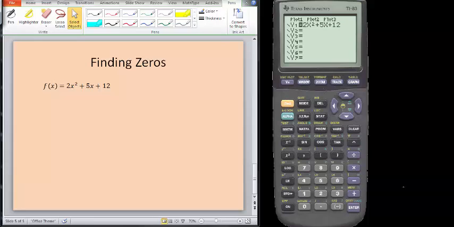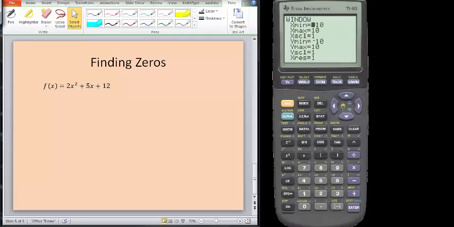So I've got it entered into y equals. I'm going to go to my graph. We'll see if we can see the intercepts. Oh, where are the intercepts? I don't see any intercepts. There's no intercepts up there. Well, let's go ahead and take a look again.